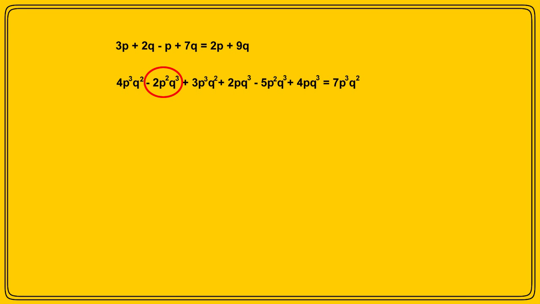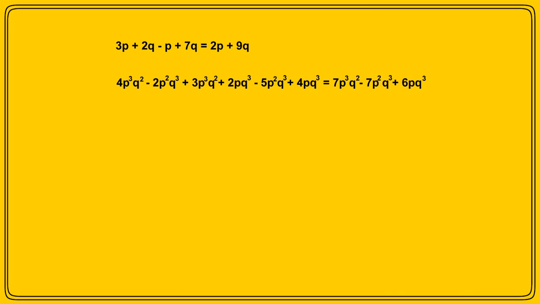Now the next term we haven't used is minus 2p squared q cubed. And sure enough, there's another similar term further down, minus 5p squared q cubed. So we can combine these, giving minus 7p squared q cubed. Now we are left with the two terms plus 2pq cubed and plus 4pq cubed, which are like terms too. So we can combine these, giving plus 6pq cubed. And that's all the simplification we can do with this expression, so that's our answer.